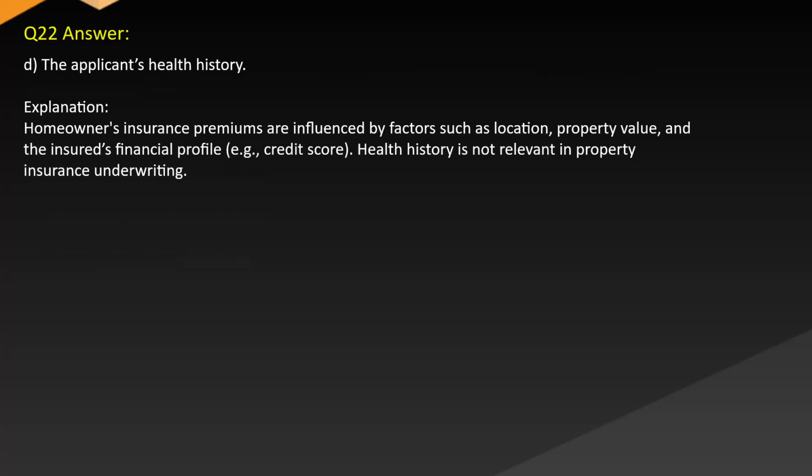Answer: D. The applicant's health history. Explanation: homeowners insurance premiums are influenced by factors such as location, property value, and the insured's financial profile, e.g., credit score. Health history is not relevant in property insurance underwriting.